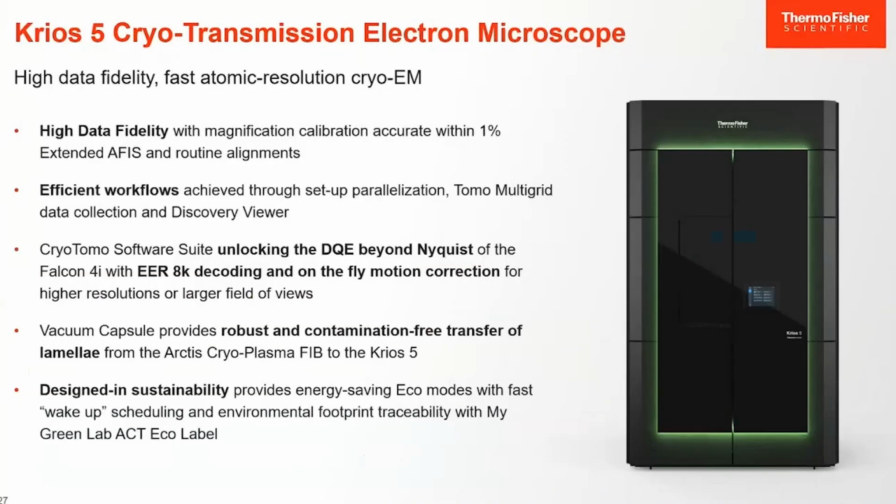So that summarizes the Krios as I've presented it to you. This slide shows roughly in a summary snapshot mode the main highlights. So we have improved and contribute to high data fidelity with improved magnification accuracy within 1%, improving not only data fidelity but also the throughput by having extended AFIS as a feature, and we have implemented routine alignments to make things easier in the setup phase.